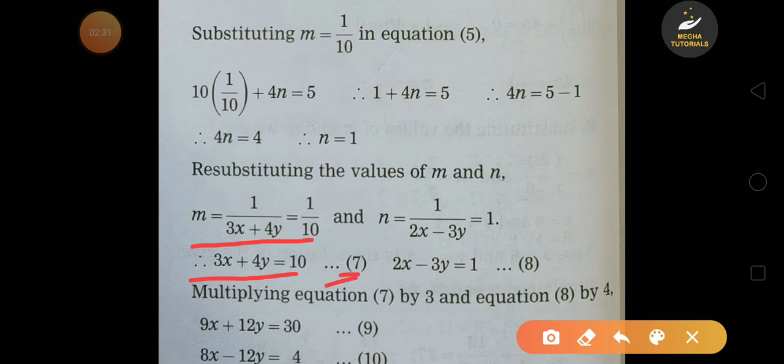And on this side, n is equal to 1 upon 2x minus 3y is equal to 1. So after taking reciprocal, we will get 2x minus 3y is equal to 1, that is equation 8. Now we have to solve equation 7 and equation 8 simultaneously. So we will use the elimination method.